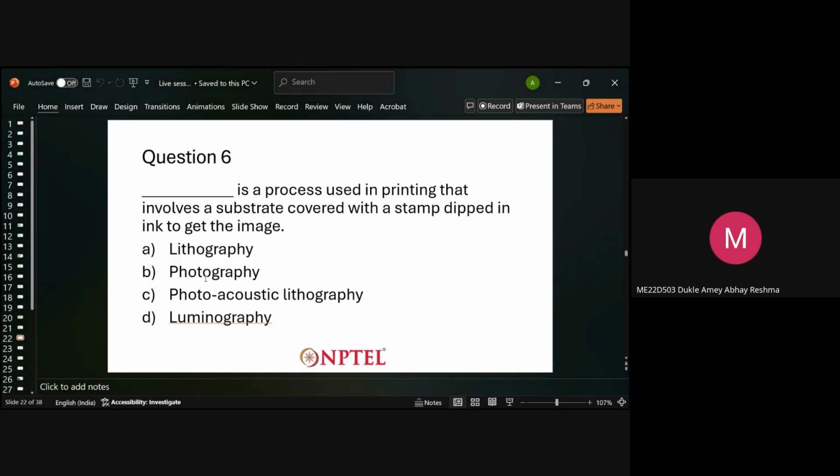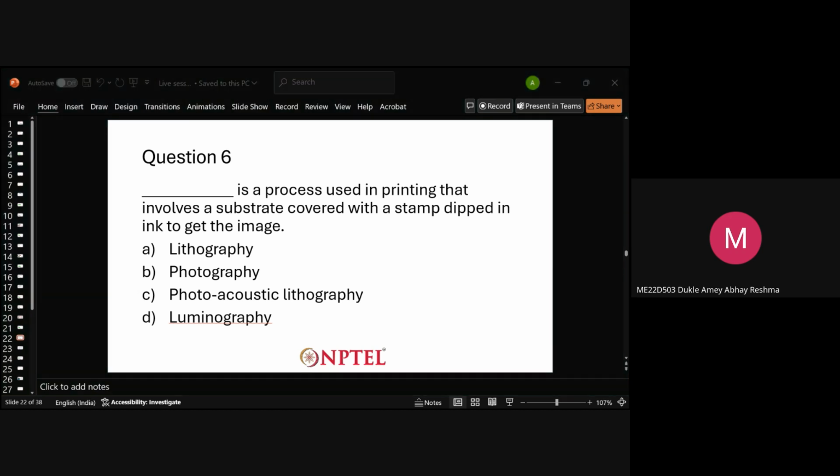So we'll move to the next question. Dash is a process used in printing that involves a substrate covered with a stamp dipped in ink to get an image. Lithography, photography, photoacoustic lithography, luminography. So lithography is one of the oldest processes in printing. It is derived from the Greek word lithos, which is stone, and graphy is printing. So it's a very old process.